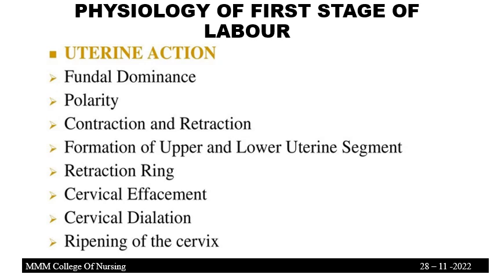Next is the physiology of the first stage of labor. So what are the normal physiological changes happening in the uterus? First is uterine action. Under that we have fundal dominance, polarity, contraction and retraction, formation of upper and lower segment, retraction ring, cervical effacement, cervical dilatation and ripening of the cervix. So we'll see this one by one.